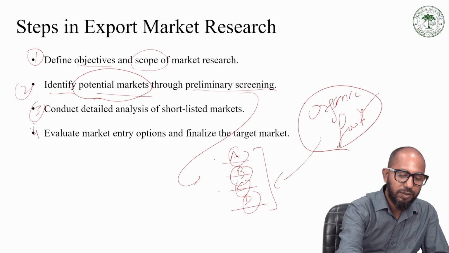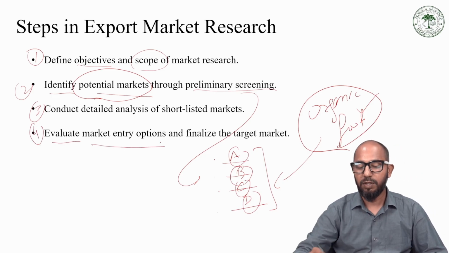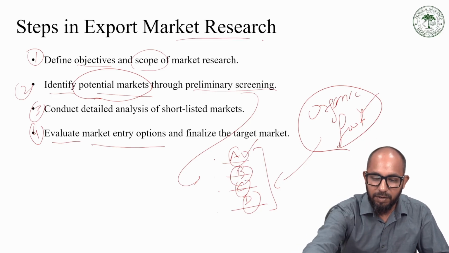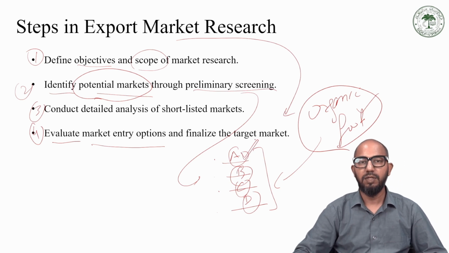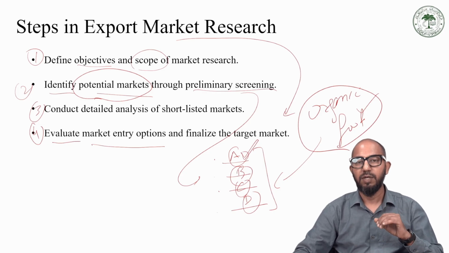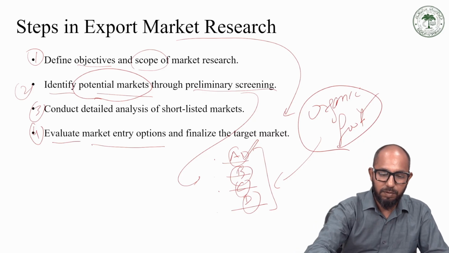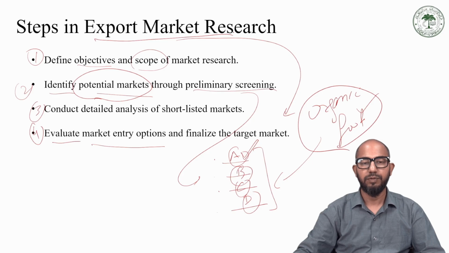The final fourth step is to evaluate market entry options for the country which has been selected. Suppose during the shortlisting of the market, with the help of market research, we have selected country A. Then now the final step is to evaluate how to enter country A through which strategy that should be finalized. All these steps are the steps which are used in export market research.